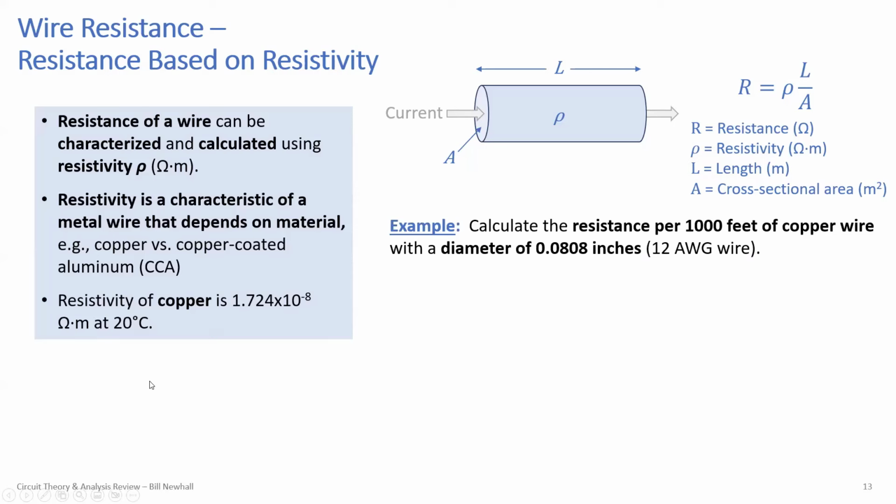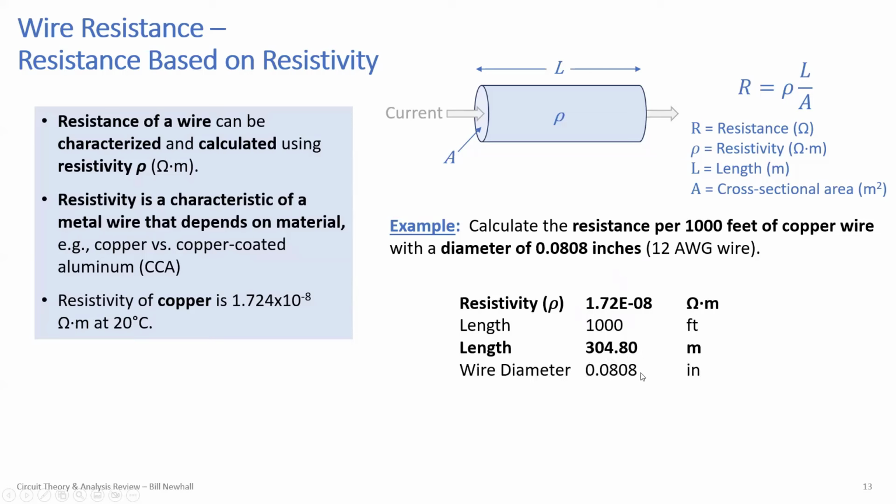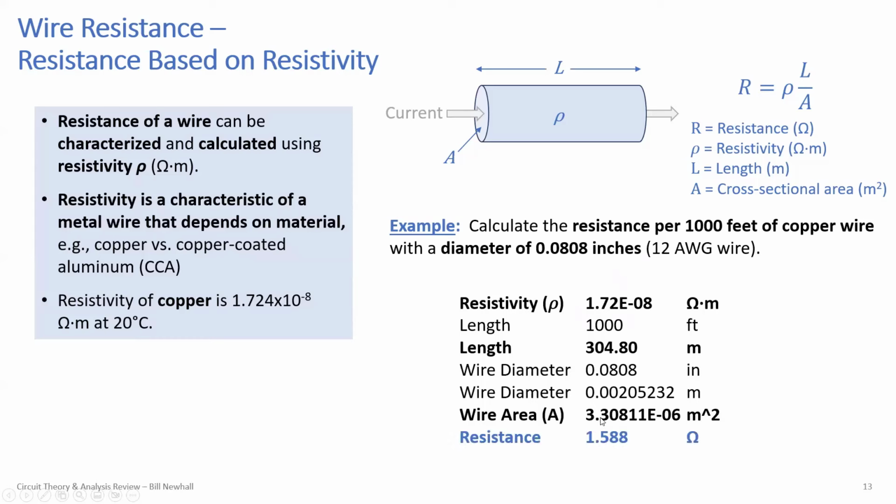So here's an example. If you have 1,000 feet of copper wire, and it's 12 gauge wire, it has a diameter of 0.0808 inches. Let's calculate the resistance of that wire. Here's the copper wire resistivity. Length is 1,000 feet, let's convert that to meters. The wire diameter is 80.8 mils, 80.8 thousandths, and that's the value in meters. So the area is this in meters squared, and that means rho L over A is 1.5 ohms. So you get about 1.5, 1.6 ohms of resistance across this 12 gauge wire, which again can be a problem if you have high current going through that wire.